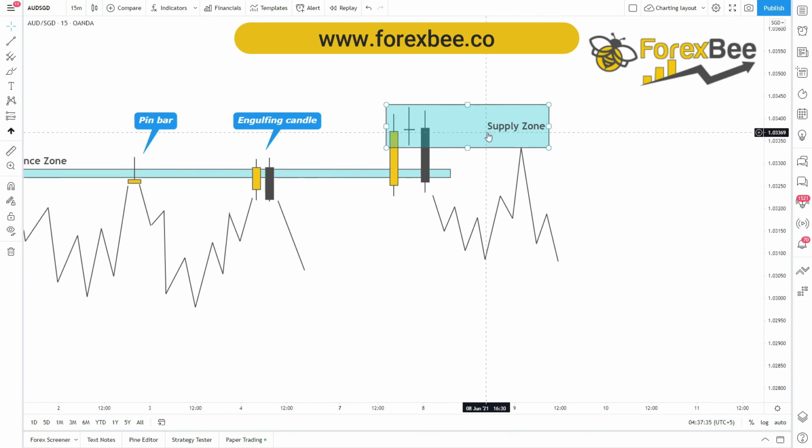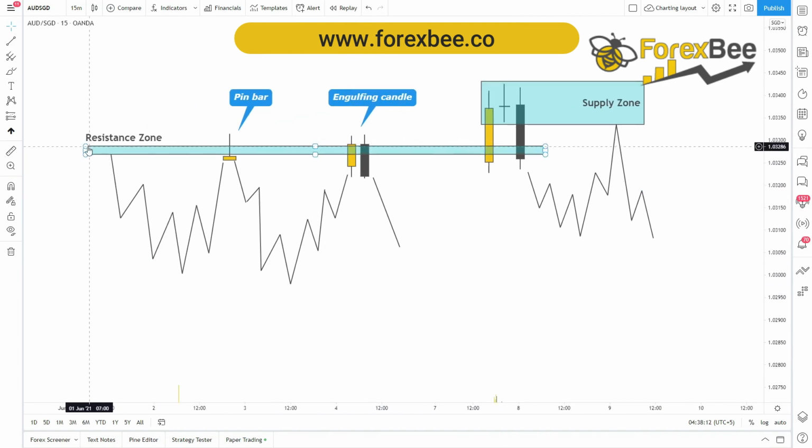In a supply zone, the price rises up to that region in order to fulfill the pending orders and then continues its trend. As you can see here, the price was going down and it went up in order to pick up the orders that were here, the pending orders placed by big institutions, hedge funds and other big investors, and then it continued its downtrend. That's the main difference really.